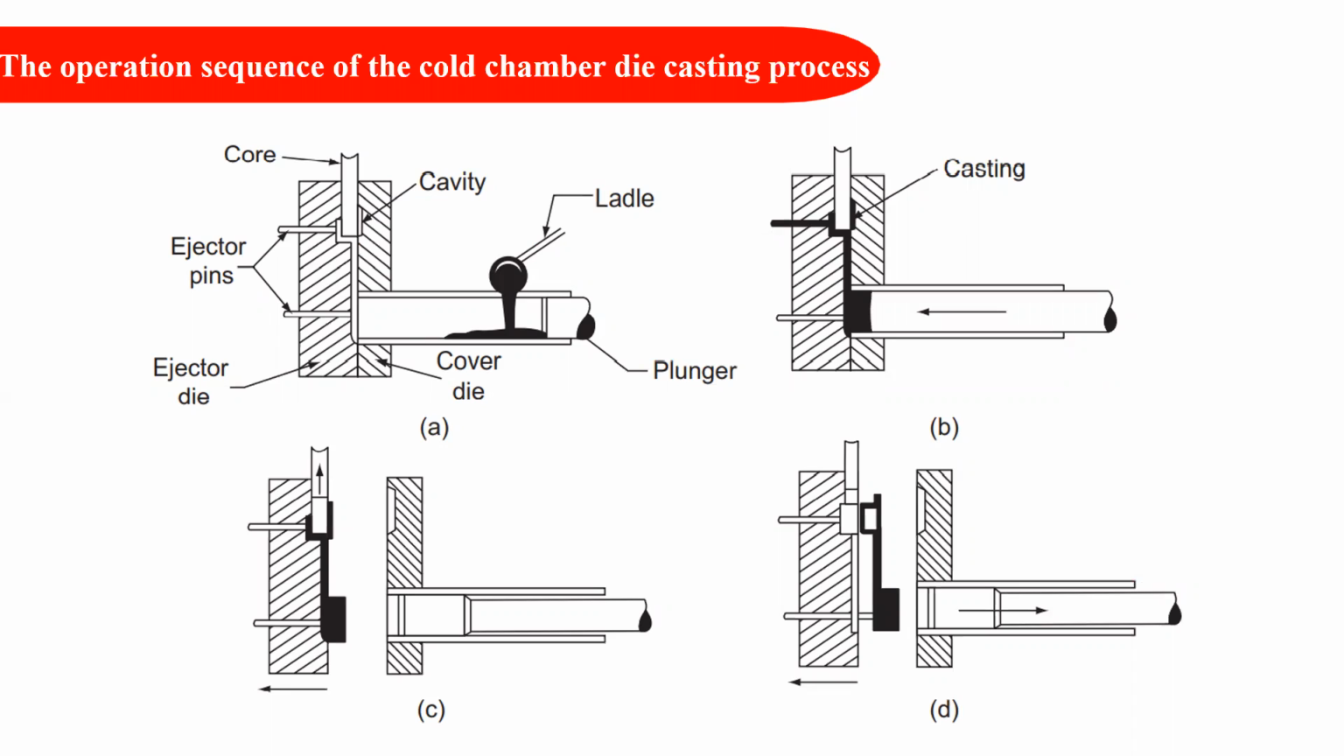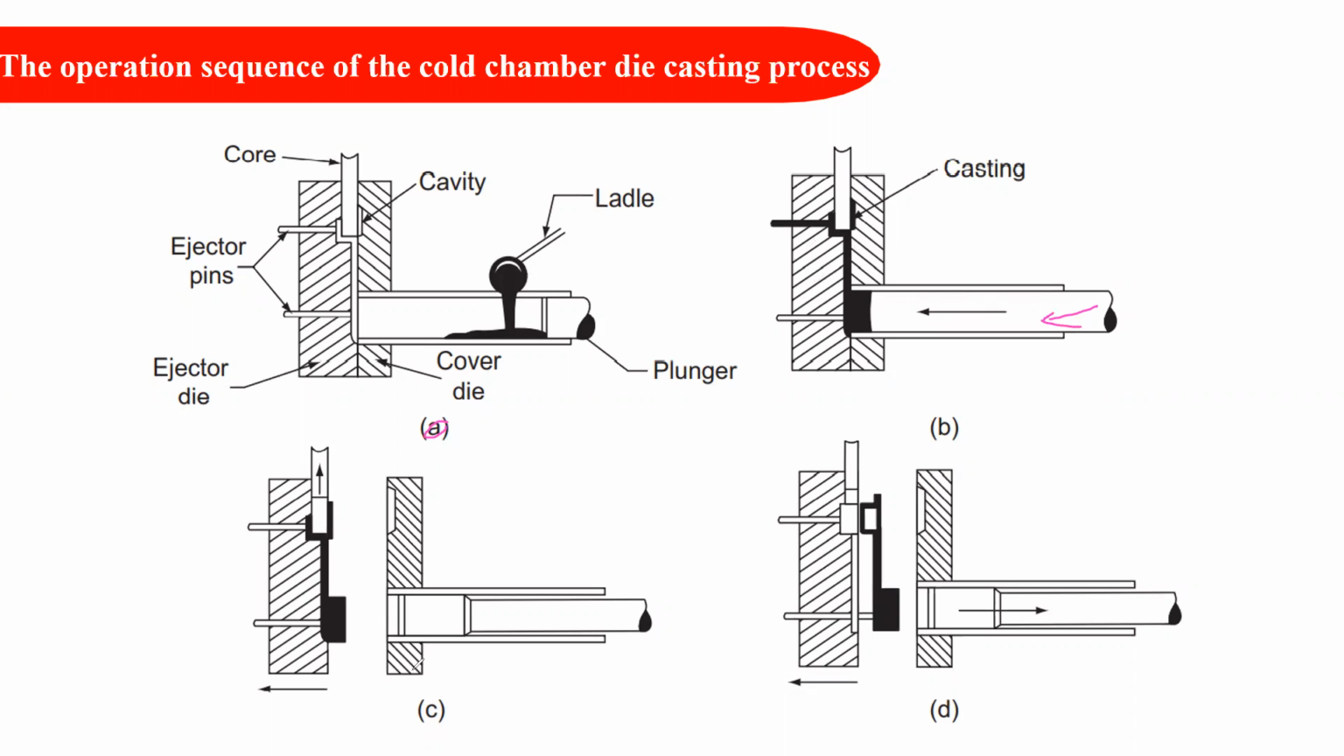So here you can see the operation sequence. The first operation is that the fixed die half and the mobile die half are connected. Both are connected here, and the molten metal is taken from the furnace with the help of the ladle and poured inside the shot chamber. This is the first step. In the second step, the plunger is moved in this way, and it pressurizes the molten metal to fill the die cavity.